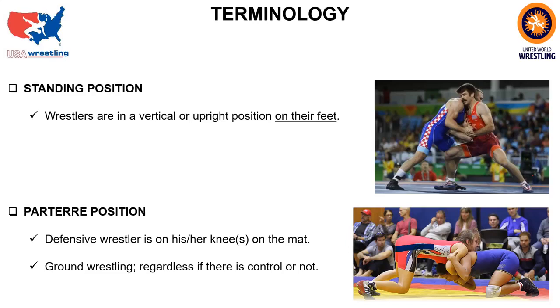The parterre position is where the defensive wrestler is on his or her knees on the mat. So as we look, we can see our blue wrestler is on her knees on the mat. Now she has achieved the parterre position. Now, one key note here is you do not need control to achieve the parterre position. When the knees go down, whether the offensive wrestler is in a dominant position or out in front, like we have here with the red wrestler securing a front headlock and does not have control, we still have achieved the parterre position due to blue being on the mat with her knees.